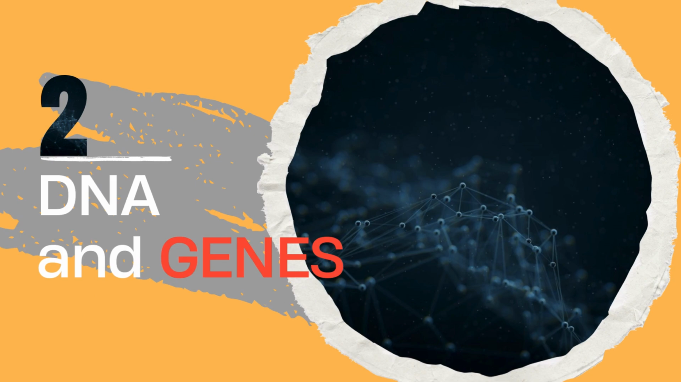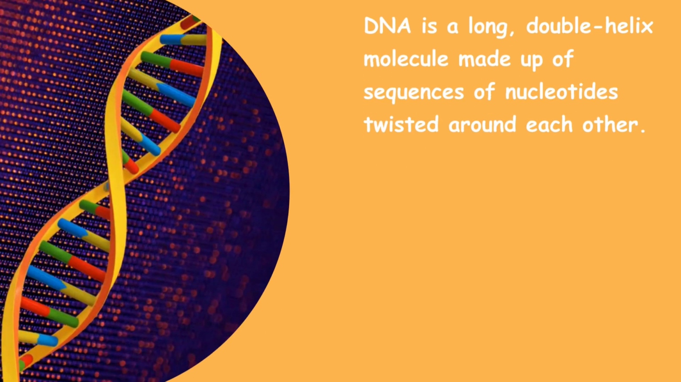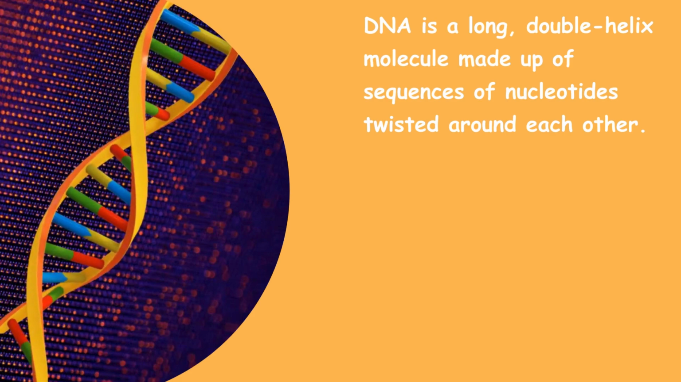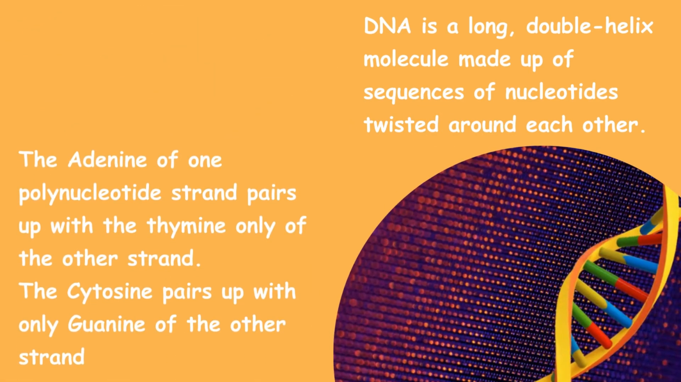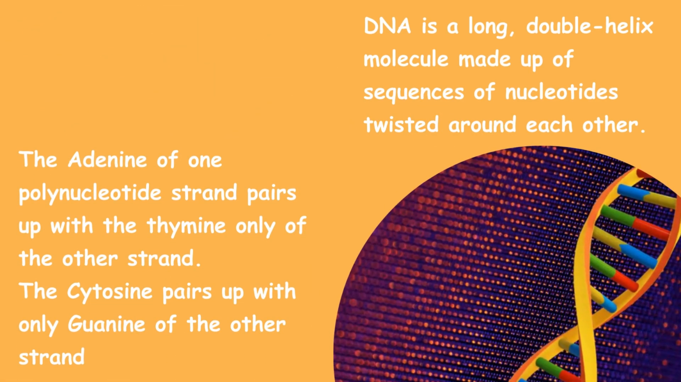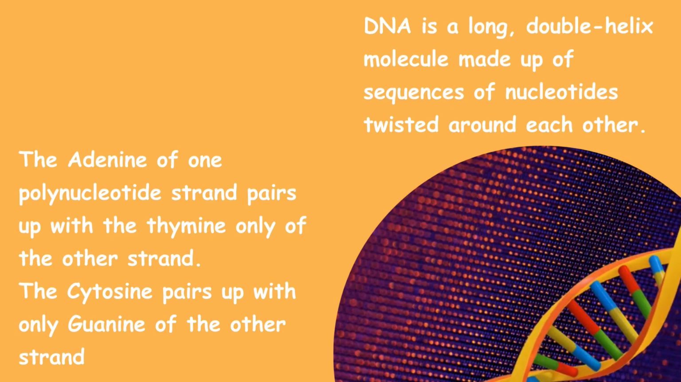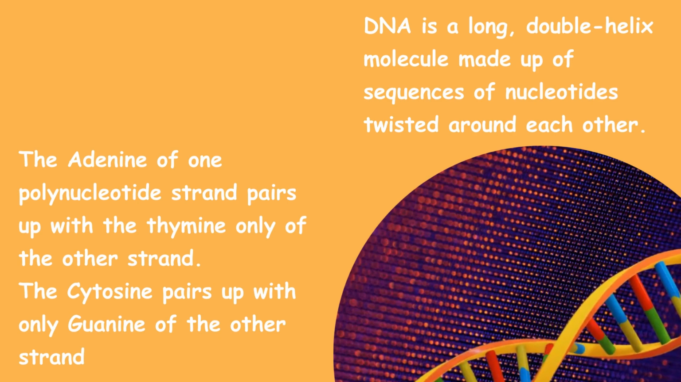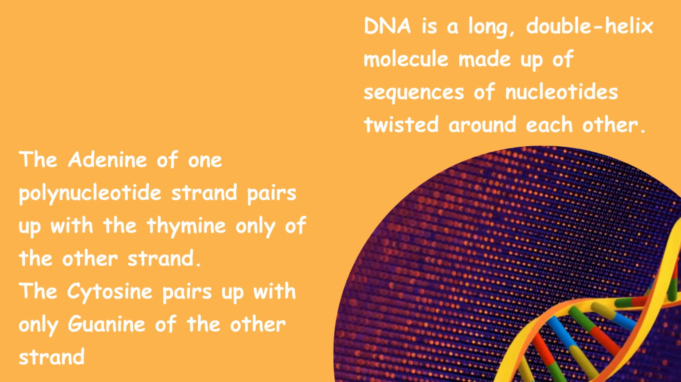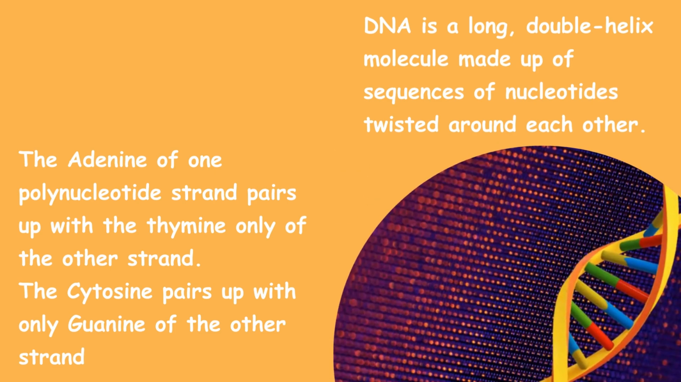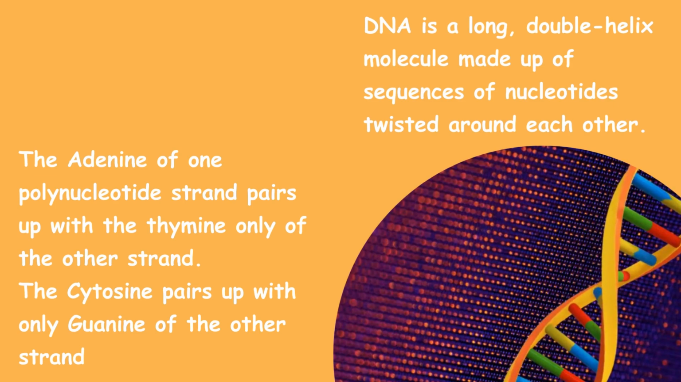2. DNA and genes. DNA is a long double helix molecule made up of sequences of nucleotides twisted around each other. The adenine of one polynucleotide pairs up with the thymine of the other strand of polynucleotide. In a pairing, cytosine pairs up with guanine of the other strand, while adenine pairs with thymine of the other strand.